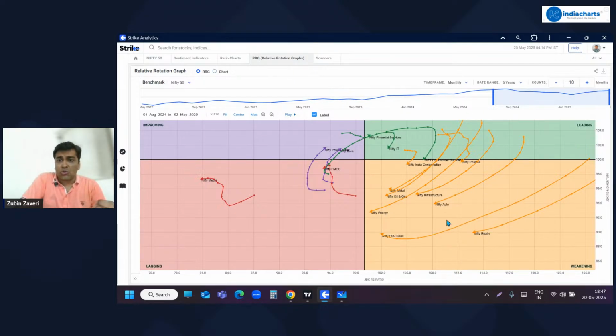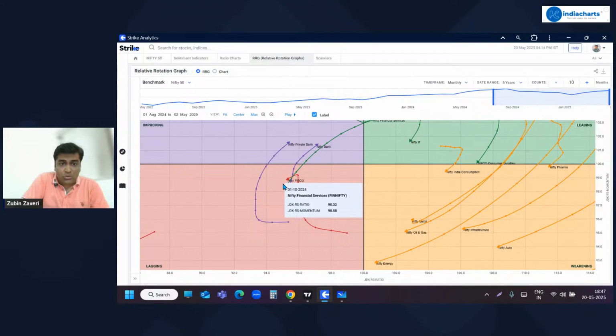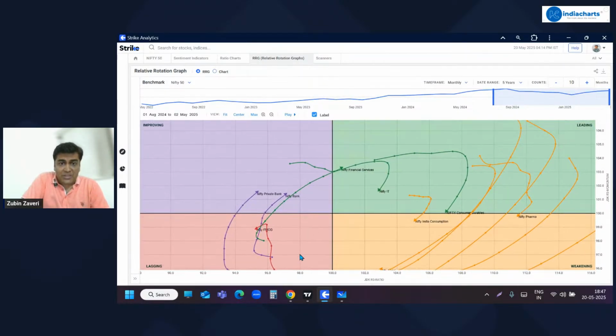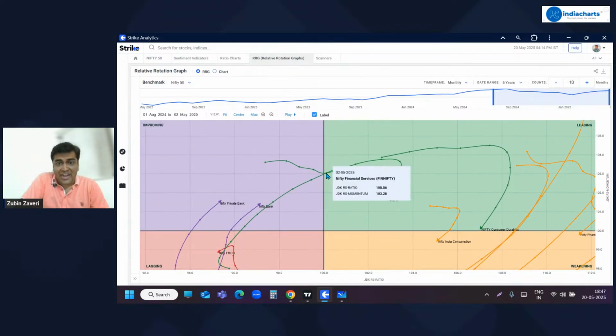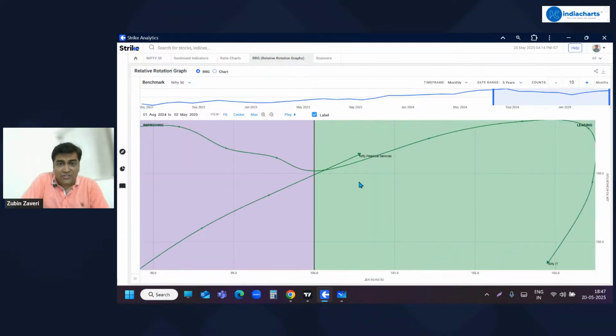All right. So as a long term investor right now, which sectors to focus on? Media is something that we have to ignore completely, which is facing towards the western side in the lagging quadrant. Even FMCG over here, it is not showing proper strength. What is showing proper strength is private bank and bank Nifty. Okay, it is trying to head towards the leading quadrant. And something like the financial service sector, financial service has entered into the leading quadrant last month. Okay, and it's still facing northeast.